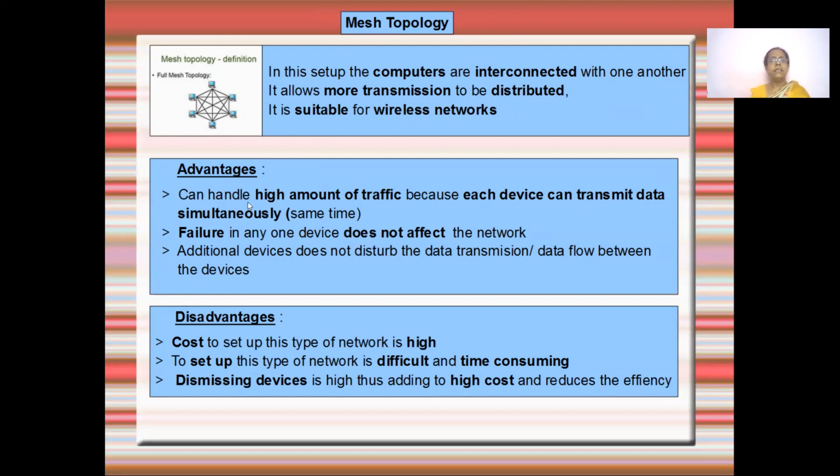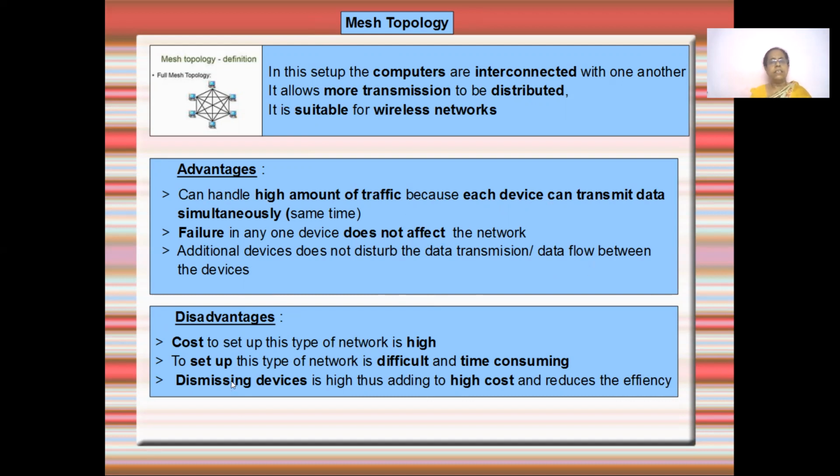The advantage is you have a high amount of traffic. You can send it at the same time to 5 people because each one can transmit data simultaneously. Failure in one device does not affect the other devices. If one is not working, maybe this one will send it to the remaining. Additional devices will not disturb the others. You can add as many devices for data transmission and for the data flow.